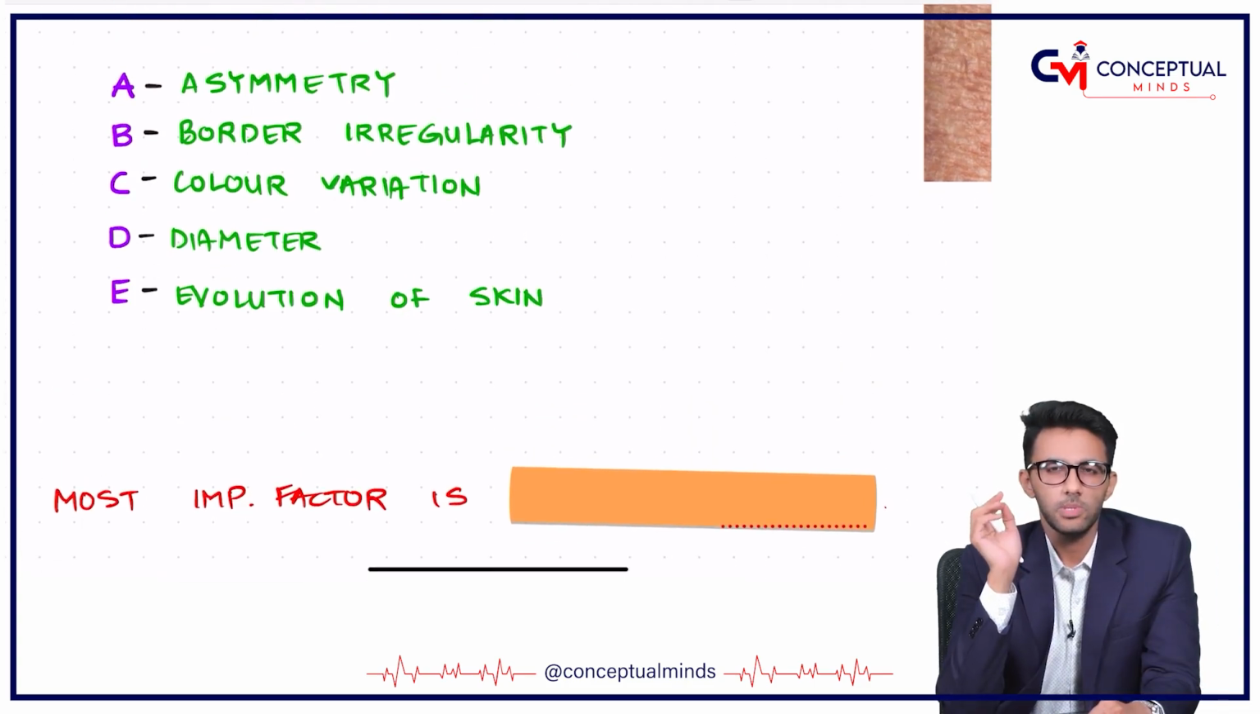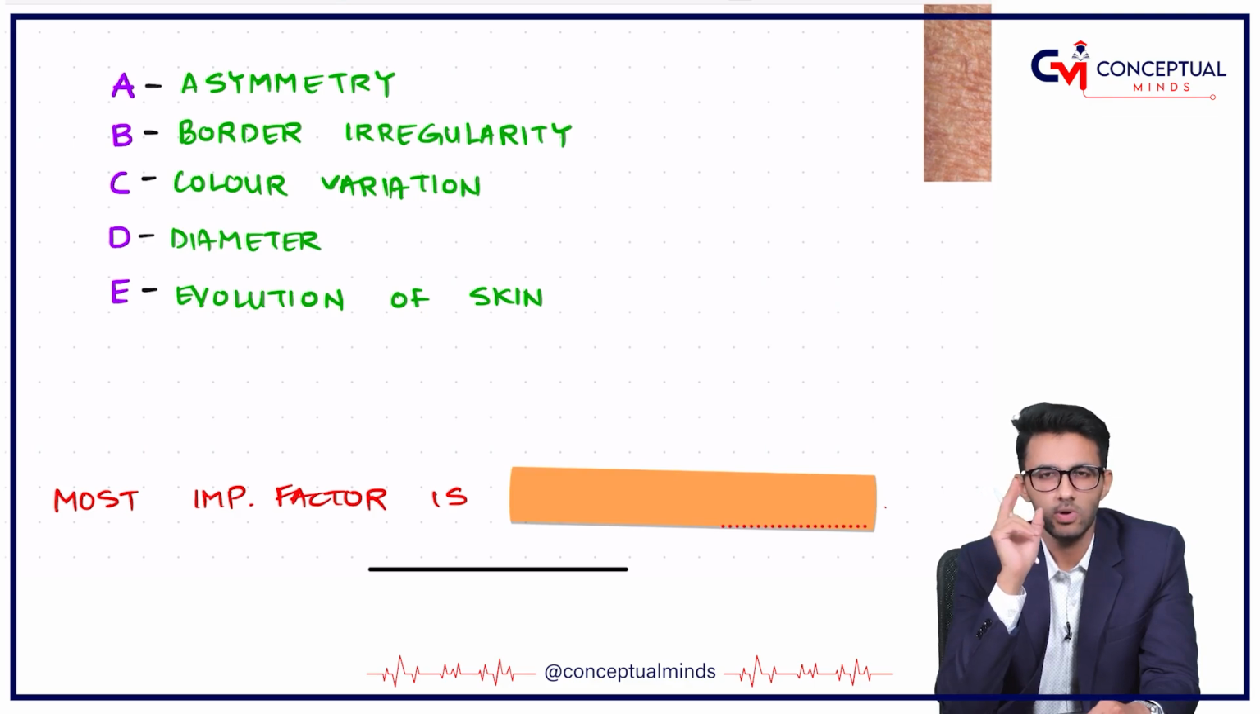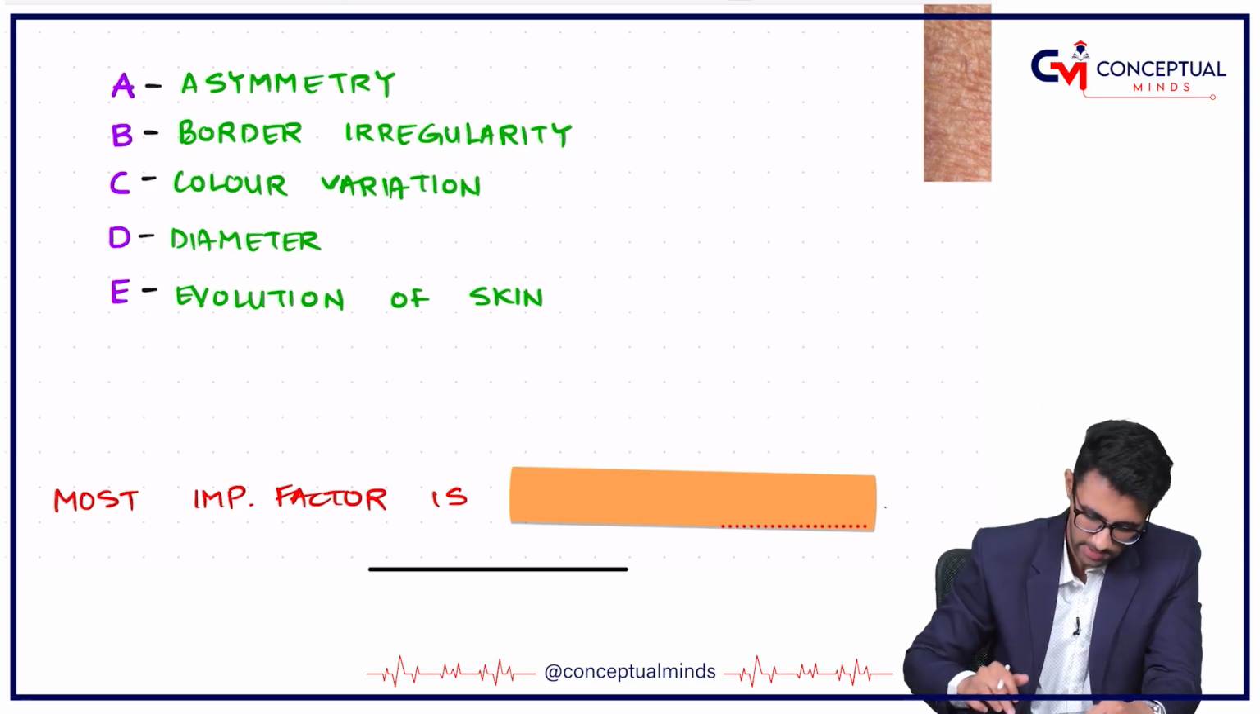We have to remember this very clearly. The classification is a must. A is for asymmetry, B is for the borders, C is for colors, D is diameter, E is evolution of the skin. So we have this done. Now what we are going to do is apply this to all the images that we saw and try to see what conclusion we come up with.